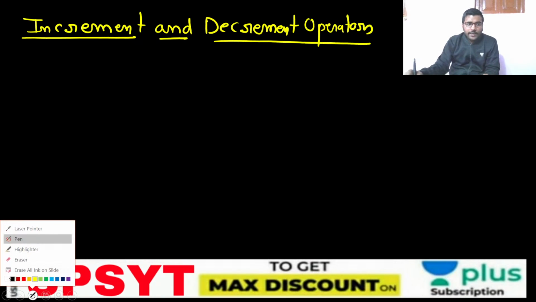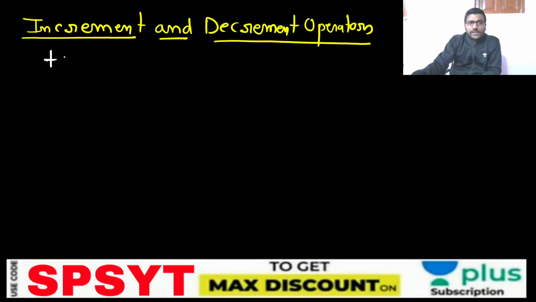Increment operators जो हमारा है, increment operator is plus plus and decrement operator is minus minus. Increment operator का नाम क्या है? It is plus plus, our increment operator. Minus minus is the decrement operator.